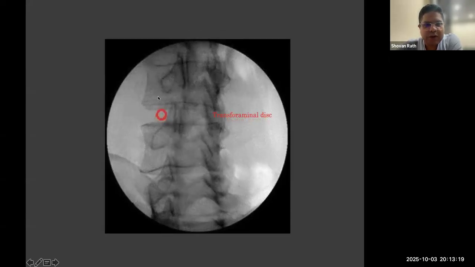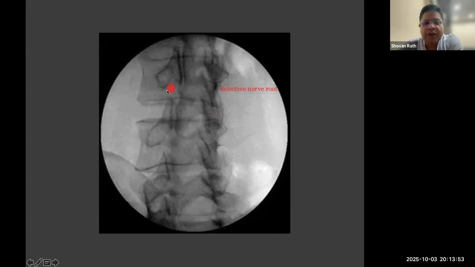Now coming to the transforaminal approach, if you want to enter into the disc, then your needle must be just anterior to the superior articular process. This is the position of the disc. So if you want to enter into the disc, keep it in the 50% zone, which means it will be on the midline, so that your disc will be easily visible and you can enter into the center of the disc. So just anterior to the superior articular process is the position to enter into the disc. That is the transforaminal route.